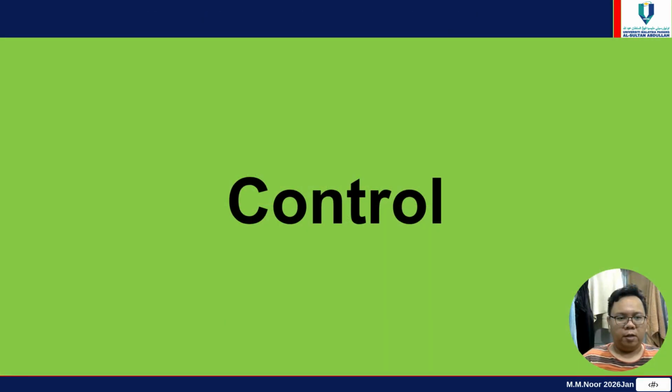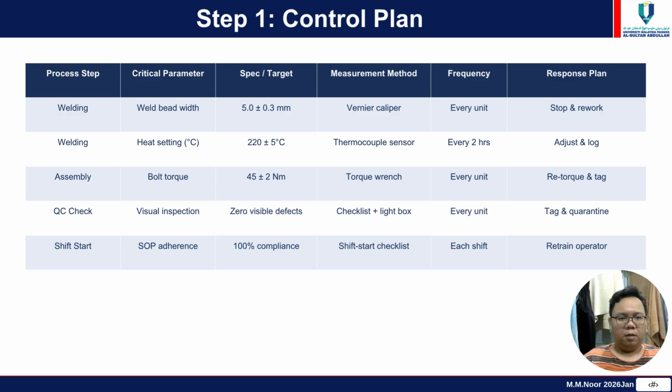The control phase ensures that improvements are sustained over time. A detailed control plan was developed for critical process parameters such as weld bead width, heat setting, bolt torque, and SOP compliance. The plan specifies targets, measurement method, monitoring frequency, and response action.